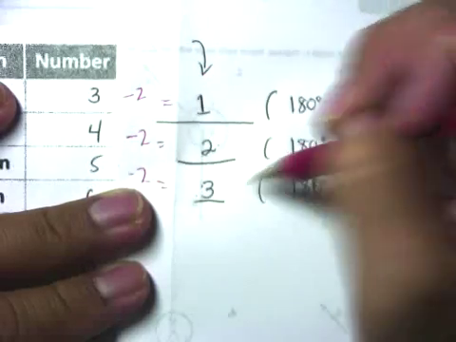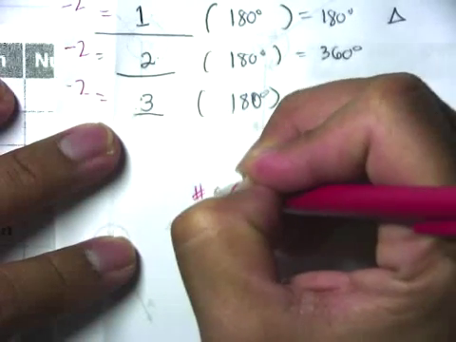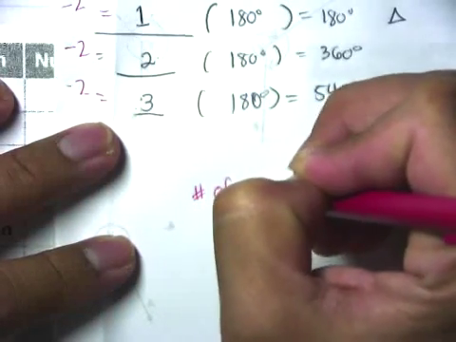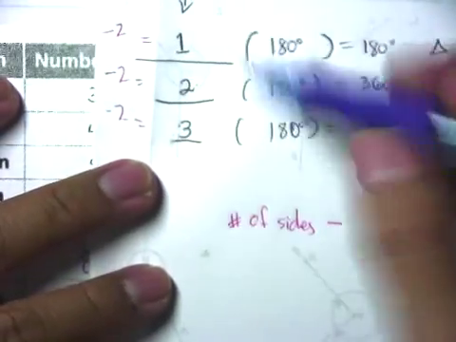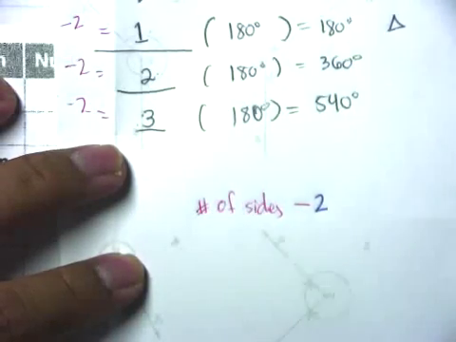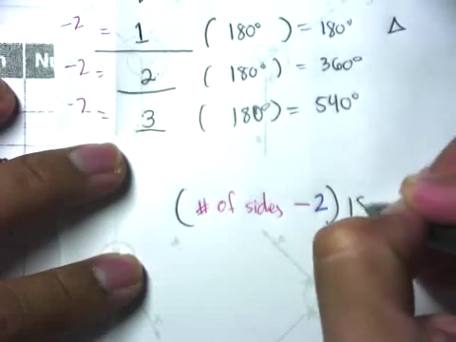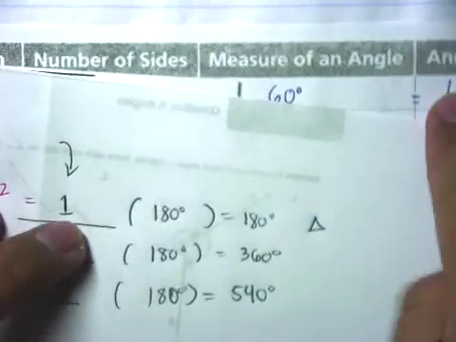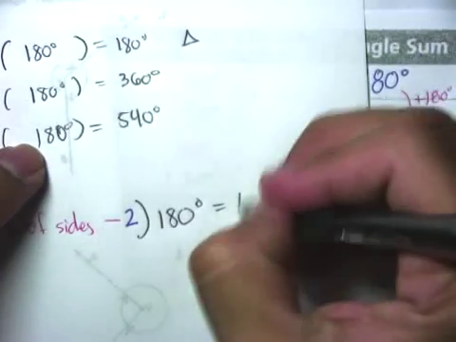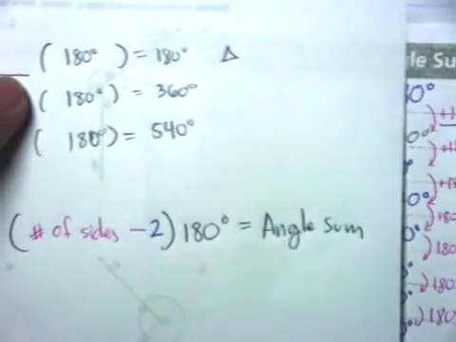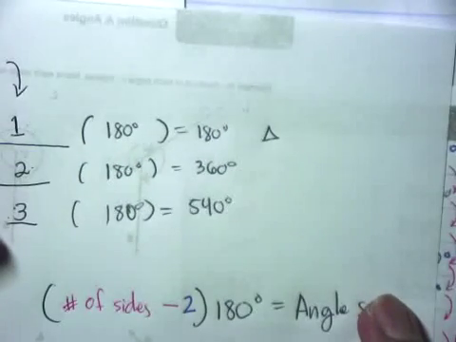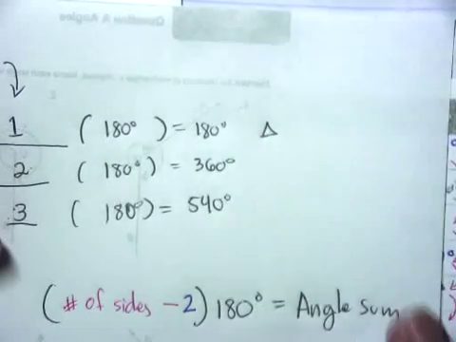Okay, this idea is 1, this idea is 2, this idea is 3, times 180. So we're going to write that down. Number of sides minus 2, because I'm subtracting 2 every single time. And I can do that whole thing times 180 degrees. That should give me my angle sum.